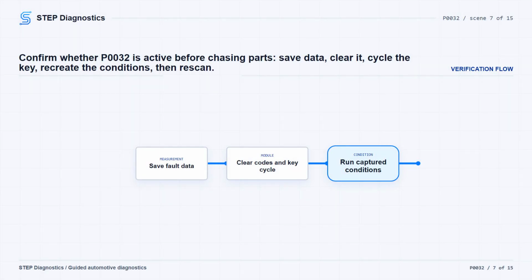Next, use the scan tool to read codes in all modules and record them. Save the scan report or the environmental data tied to the fault, then erase the codes. Turn the ignition off for a minimum of 10.0 seconds, turn it back on, and operate the vehicle under the captured conditions and the monitor gates that set the fault. Read codes again. If P0032 comes back, move into circuit testing. If it does not return, treat it as an intermittent condition and avoid replacing parts based only on the stored history.